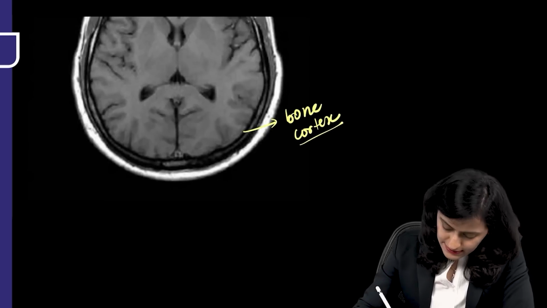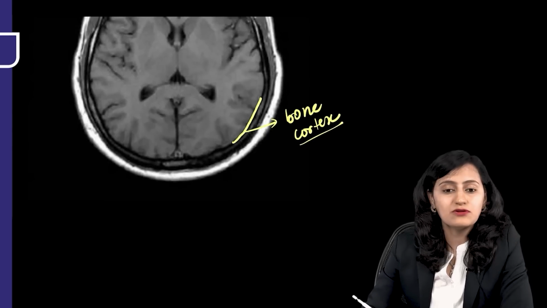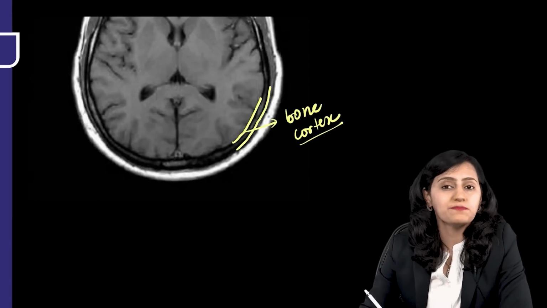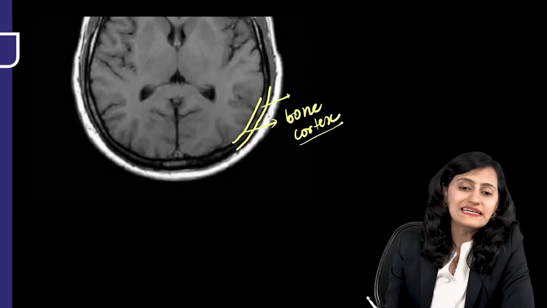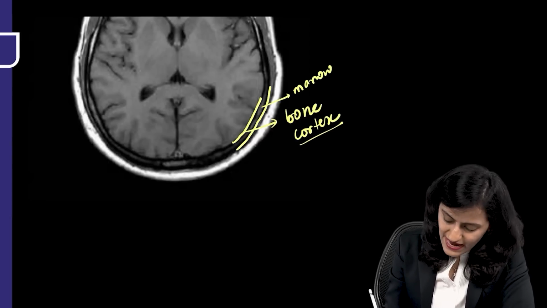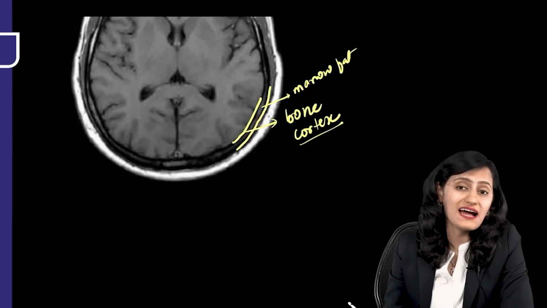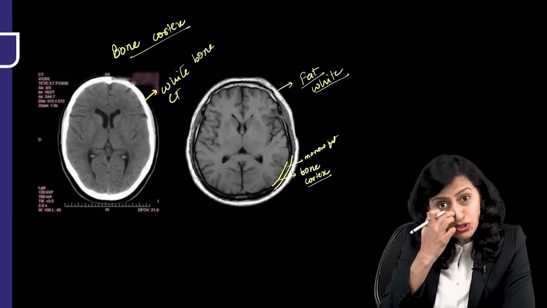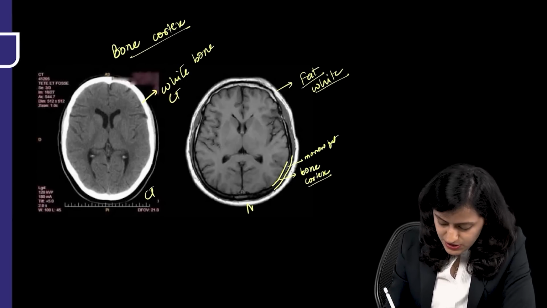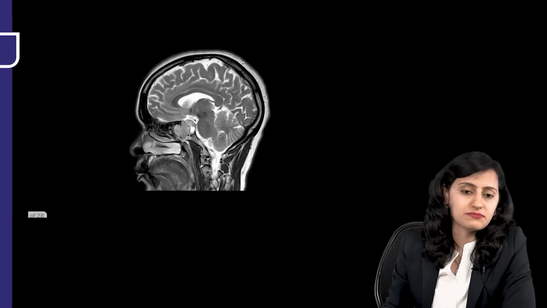Look at this one. This is the inner table of the skull. This is the outer table of the skull which is appearing black. In between, the white that is appearing, that is basically the marrow fat that we are seeing. Okay, that's the fat which is appearing white. So the bone cortex is appearing black. So this is a CT image and this is MRI image.